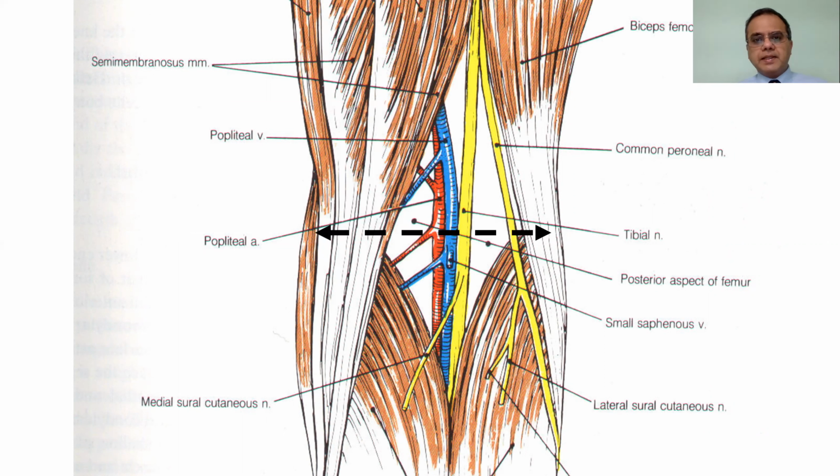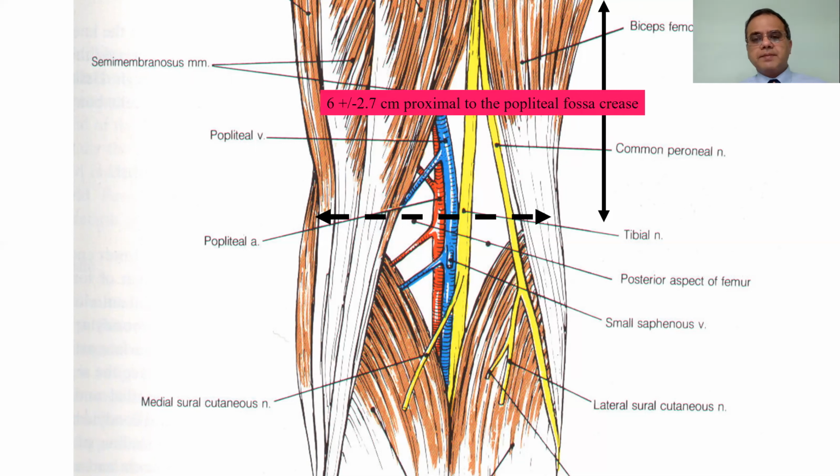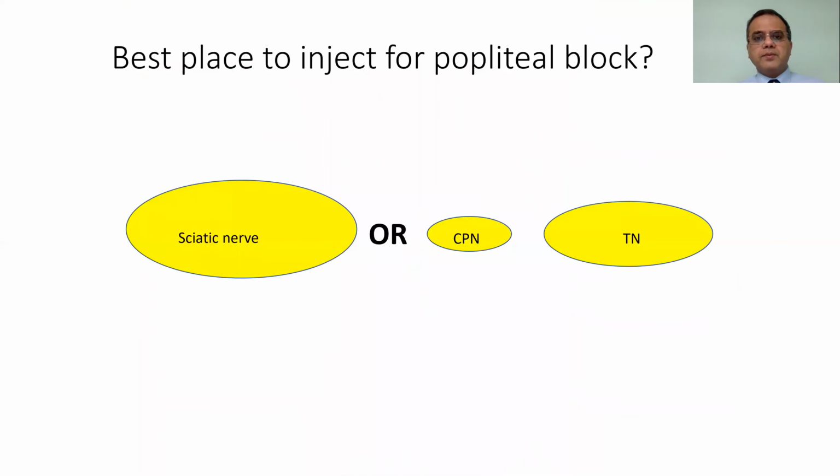This is where the popliteal crease is, and the sciatic nerve divides at a variable distance above the popliteal crease into tibial nerve as well as the common peroneal nerve. Now, where is the best place to inject local anesthetic?